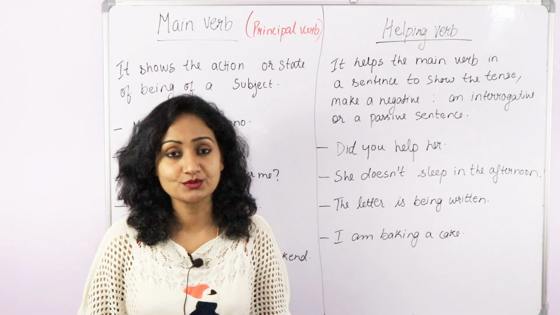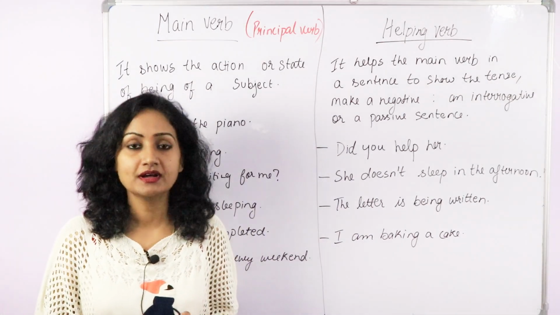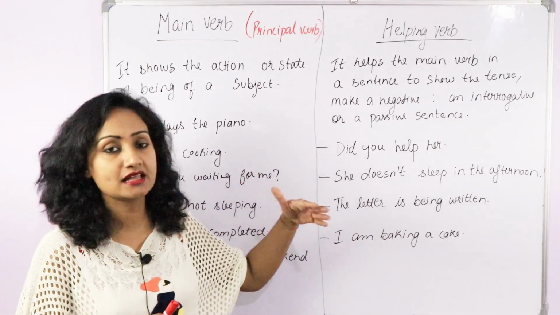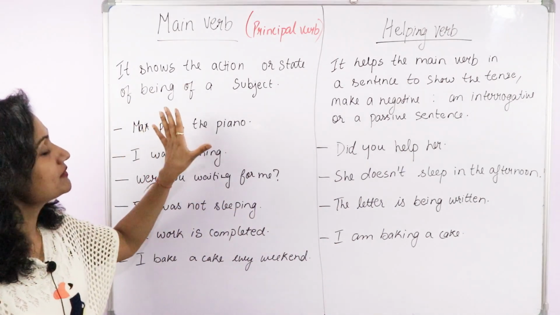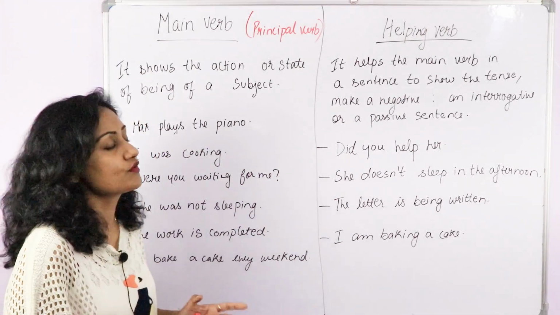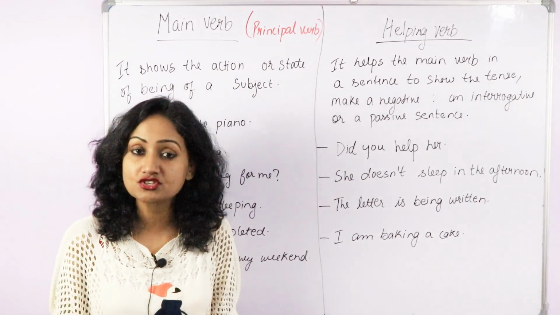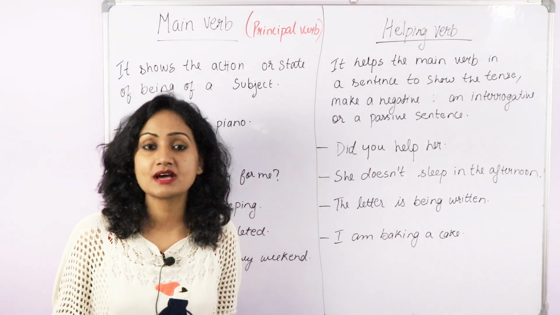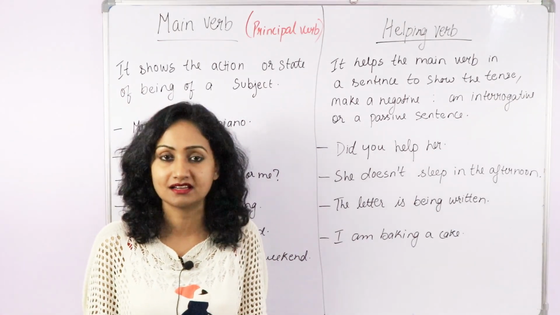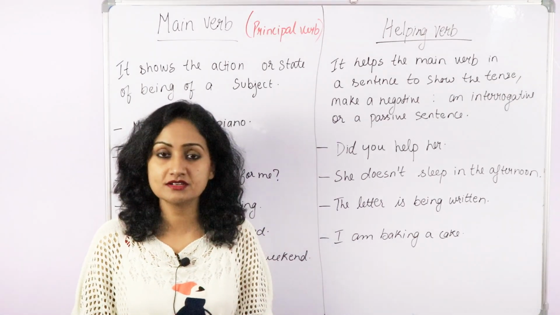I have told you earlier also that a verb can be divided into two parts, main verb and helping verb, depending upon its usage in a sentence. So now let's understand main verb and helping verb first. A main verb is also called a principal verb, and it shows the action or state of being of a subject. A main verb talks about an action and it can stand alone. For example, if you say "I sing," sing is the main verb, and it's a complete sentence. Or "She goes to school every day," so go is the main verb here.